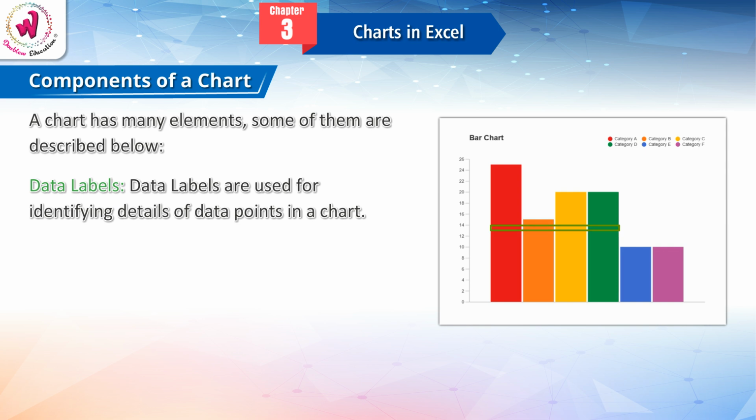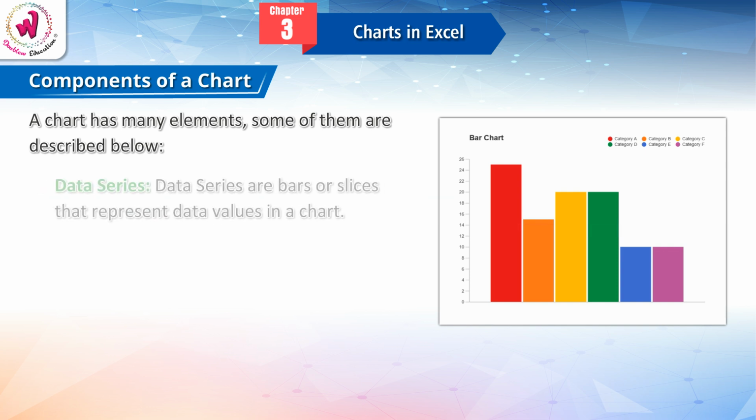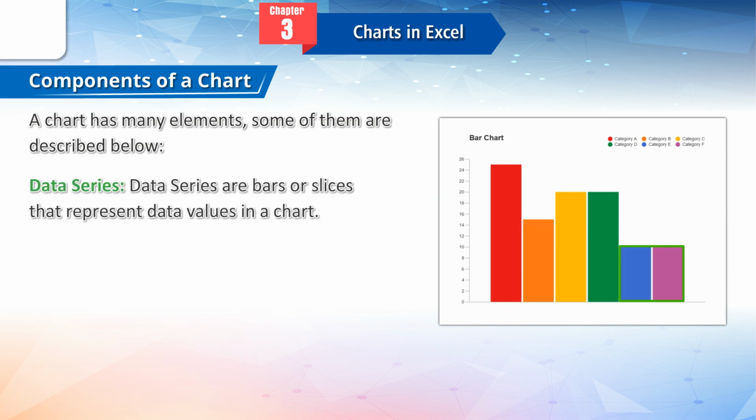Data labels. Data labels are used for identifying details of data points in a chart. Data series. Data series are bars or slices that represent data values in a chart.